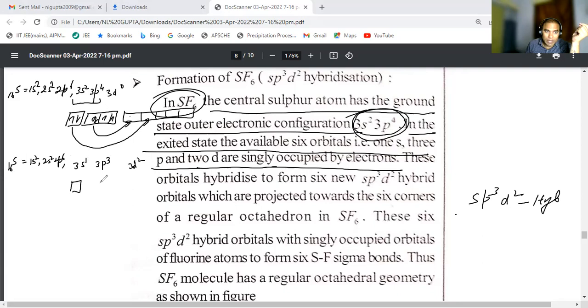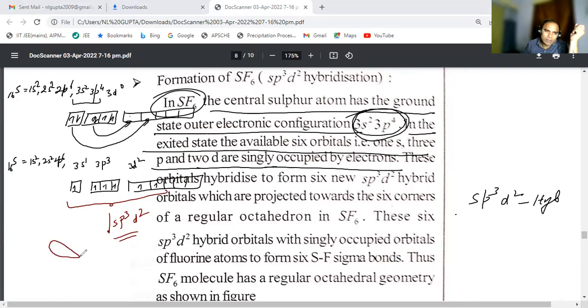Now you can check the unpaired electrons. Here in the s and p there is 1, 2, 3 unpaired. And in the d orbital, 2 unpaired. Now check the total orbitals: one s orbital, p3 orbitals, and d2 orbitals, sp3d2. Now 6 orbitals will form, and how are they shaped? The first is square planar.